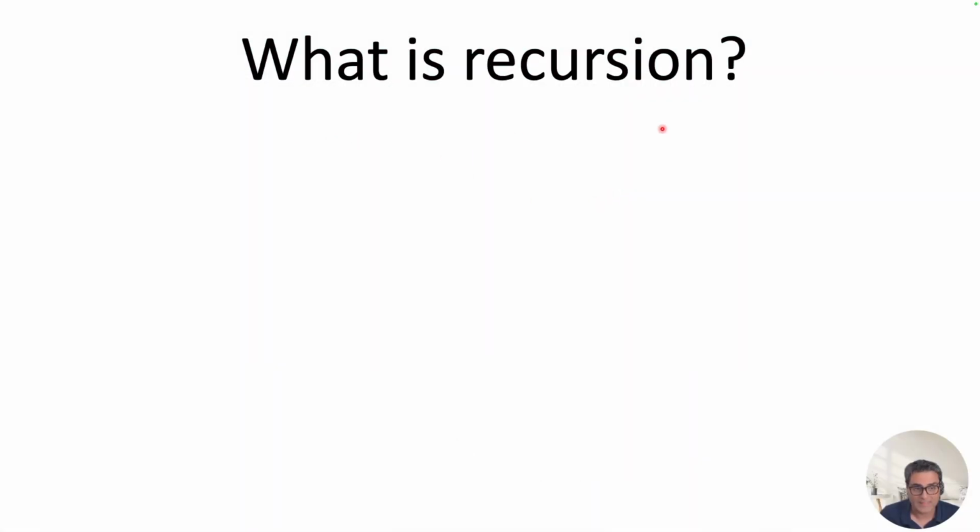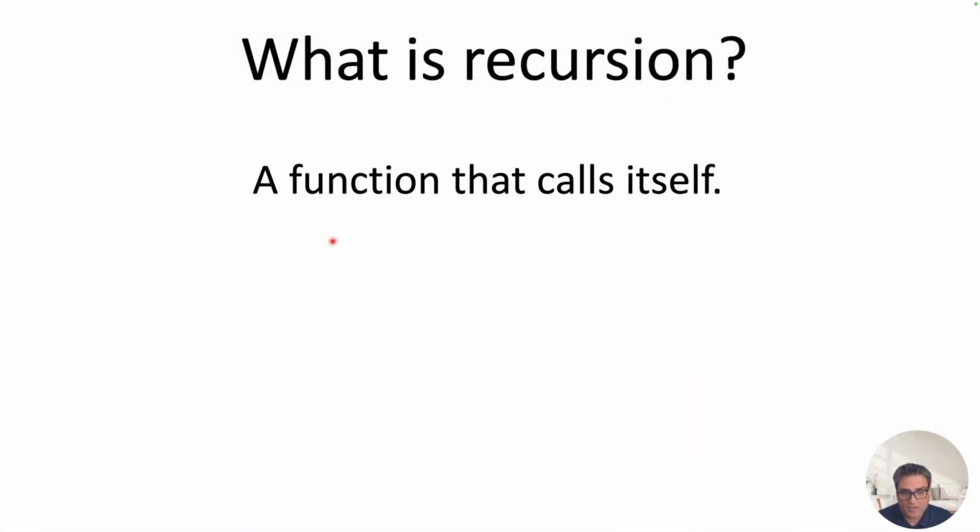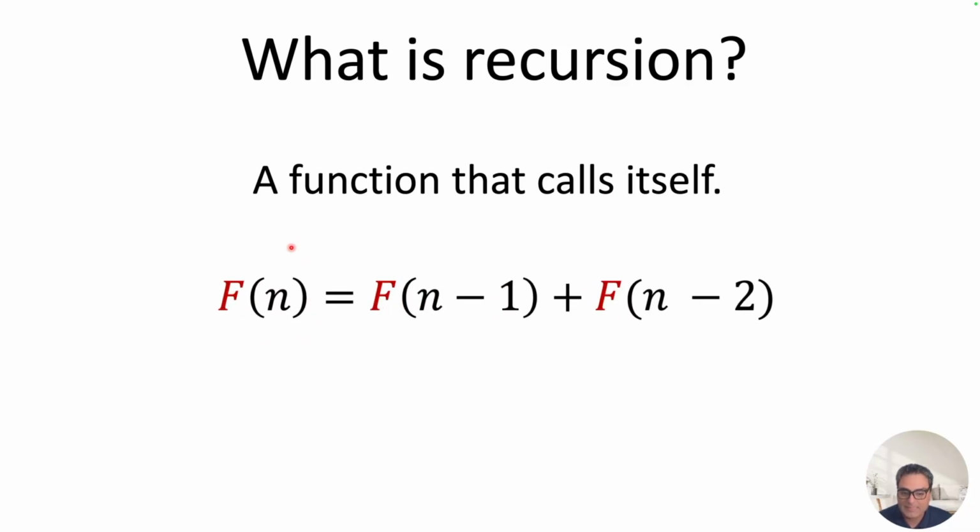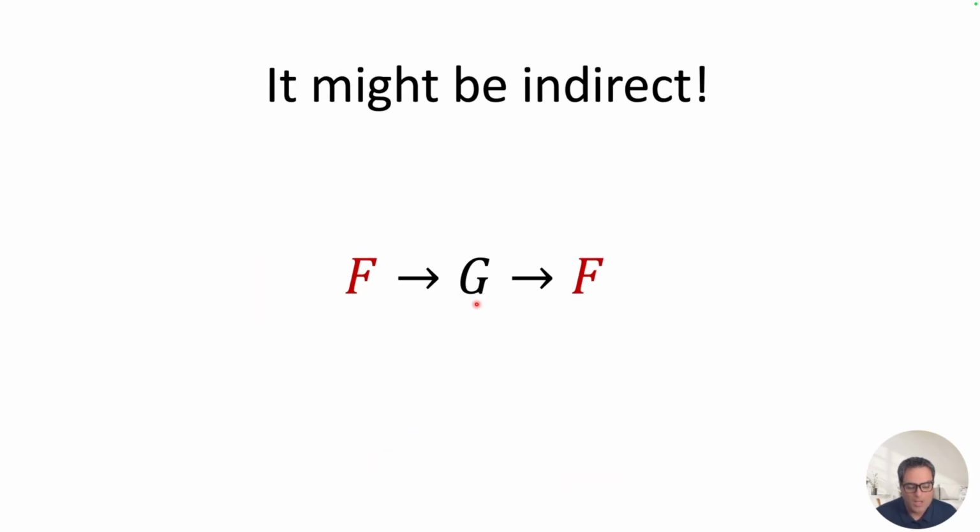First things first, what is recursion? We call a function recursive if it calls itself. For example, this is the very famous Fibonacci function that calls itself twice. F of n is equal to f of n minus 1 plus f of n minus 2. For every recursive function, you can draw a diagram like this that indicates how this function calls itself. Note that recursion can be indirect. For example, function f can call function g, and then function g can call function f.